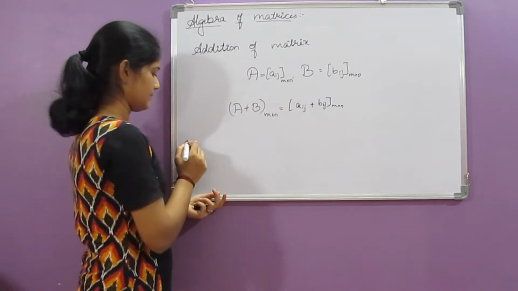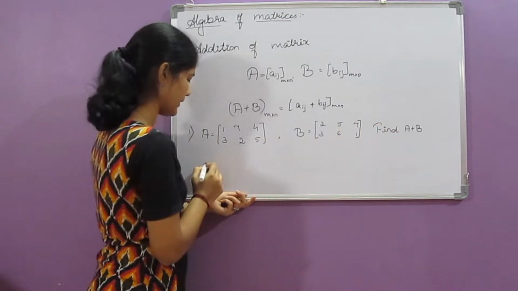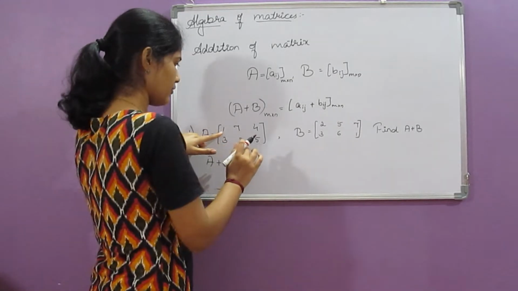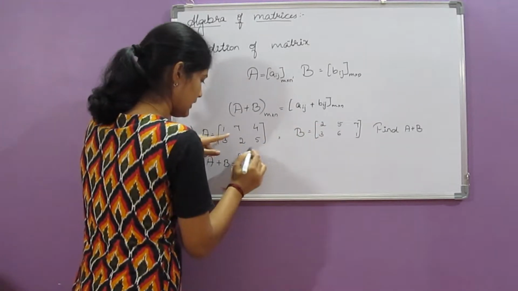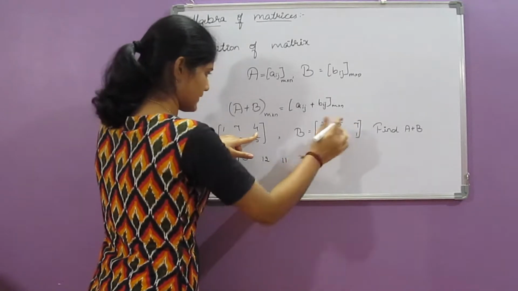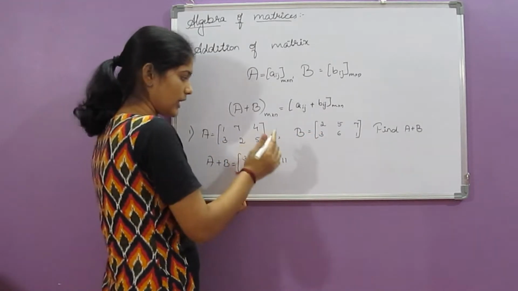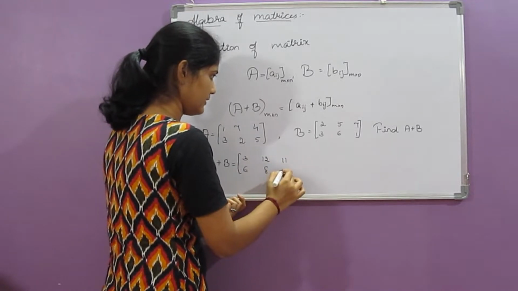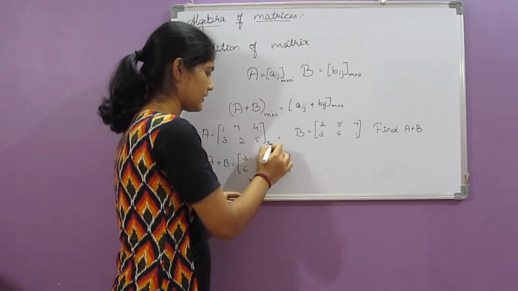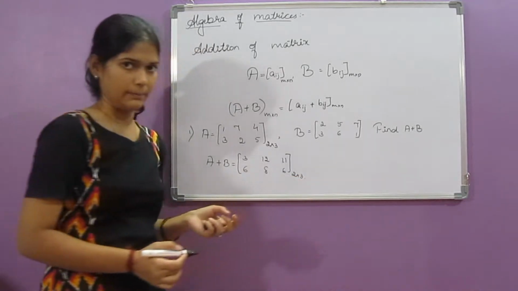Let me take an example. In this problem, they have given A and B and we have to find A plus B. A plus B will be, we just have to add the corresponding elements. That is, first element will be 1 plus 2, that is 3. The second element will be 7 plus 5, 12. 4 plus 7, 11. Then 3 plus 3, 6, like this. Like this you can continue the other terms. That is 8 and finally 6. Observe here, both matrices are of same order, that is 2 cross 3. So the resultant matrix is also of same order, 2 cross 3.